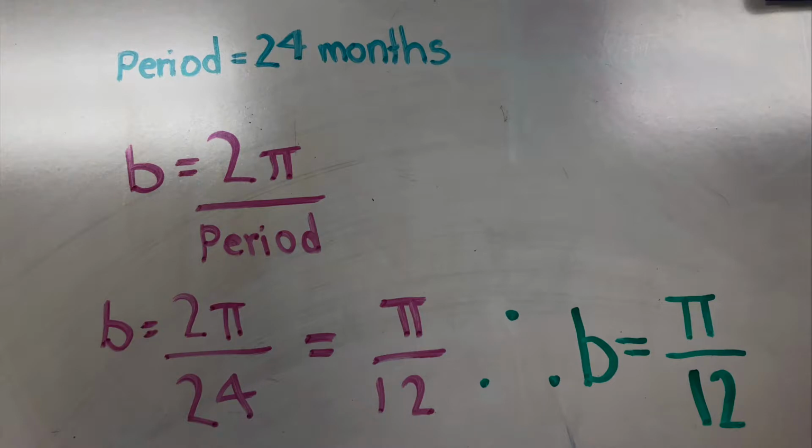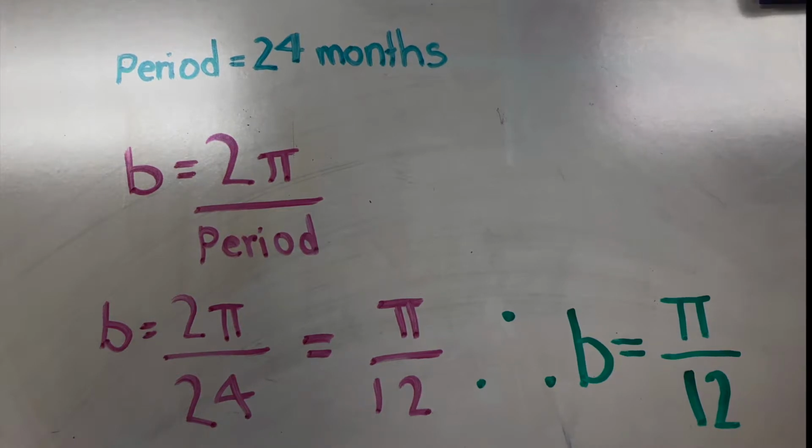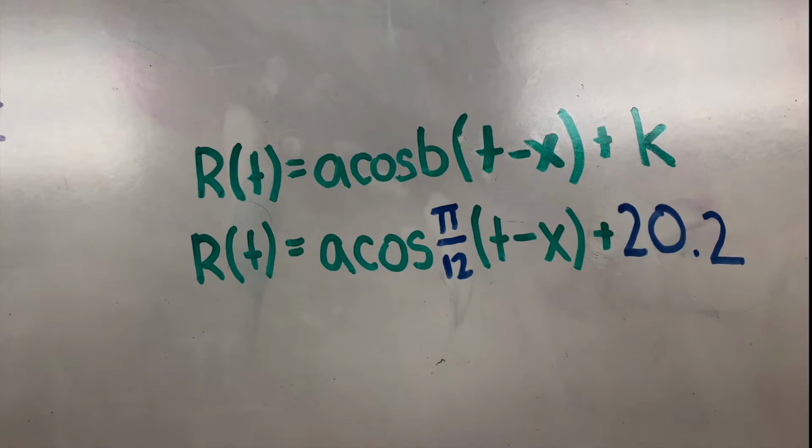To find the b value, there is an equation. The equation is b equals 2 pi over the period. Since the period is 24 months, when you divide 2 pi by the period, you get pi over 12 as your b value. For your equation, you now have 2 numerical values. You have the b value and the equation of axis, which is the k value.